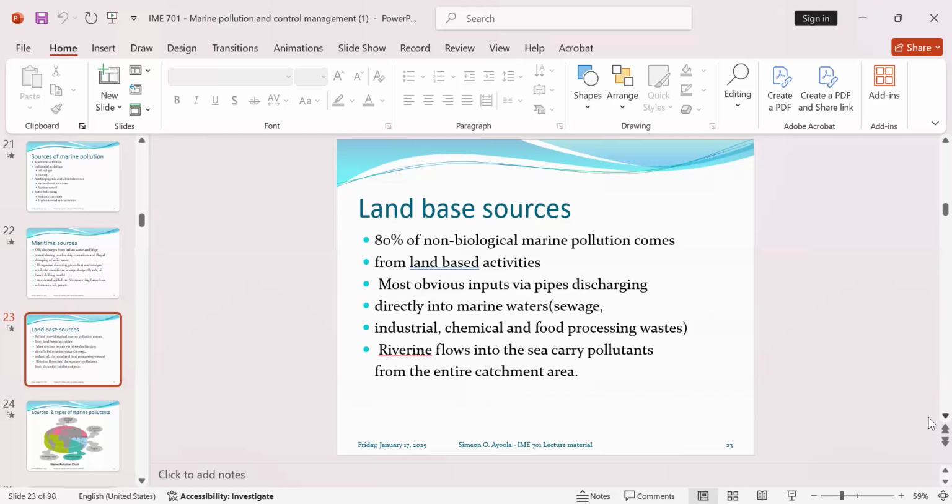Then what about land-based sources into the marine environment? Although we discussed this in part A of this lecture, 80% of non-biological marine pollution comes from land-based activities. The most obvious input is via pipes discharging directly into marine water as sewage, industrial chemicals, and food processing waste. Then what about the riverine area? Riverine flow into the sea carries pollutants from the entire catchment area.